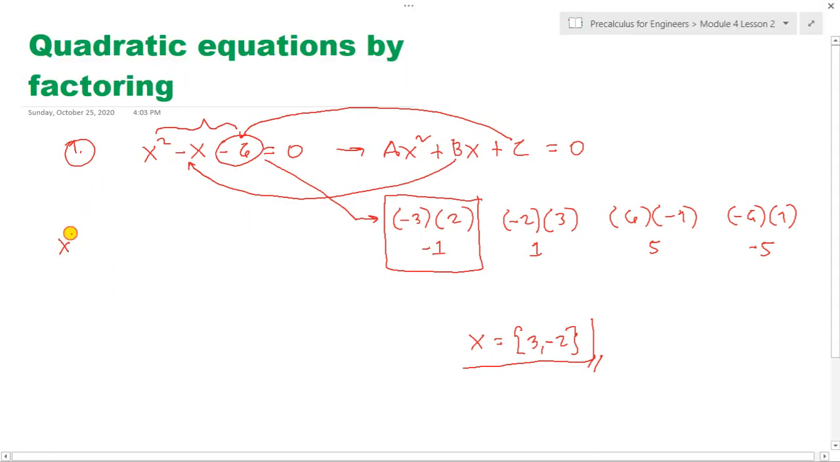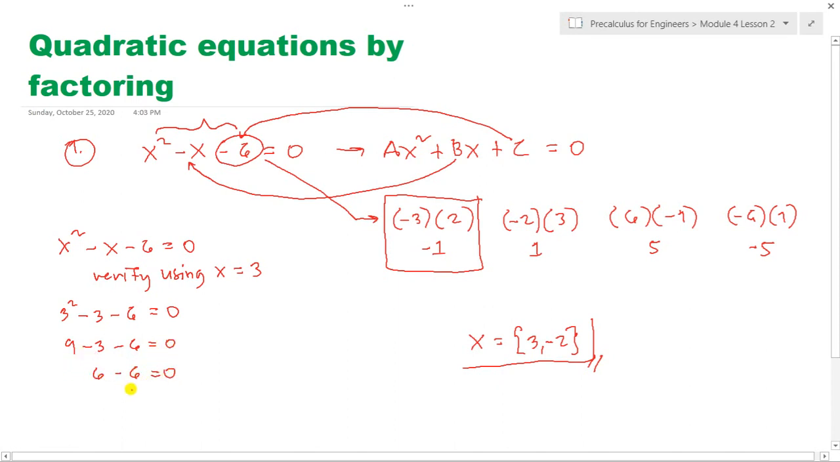So here we have x squared minus x minus 6 is equal to 0. Let's verify using x is equal to 3. We have 3 squared minus 3 minus 6 is equal to 0. So 3 squared is 9, minus 3, minus 6 is equal to 0. Follow PEMDAS rule. 9 minus 3 is equal to 6, minus 6 equals 0. So therefore this 0 equals 0. Therefore x equals 3 satisfies our equation. Therefore 3 is a solution.